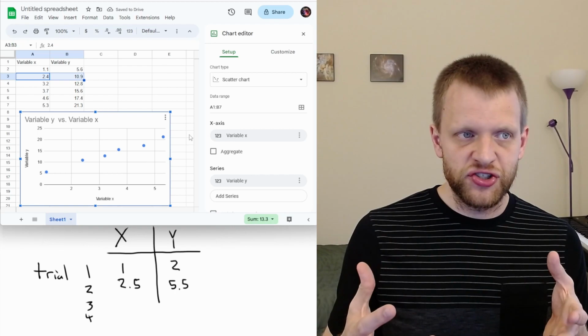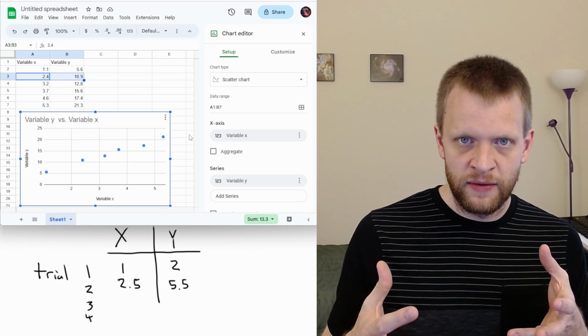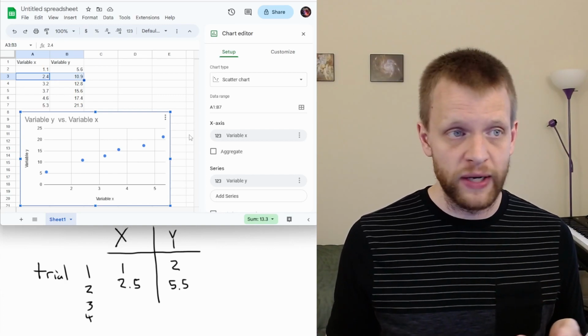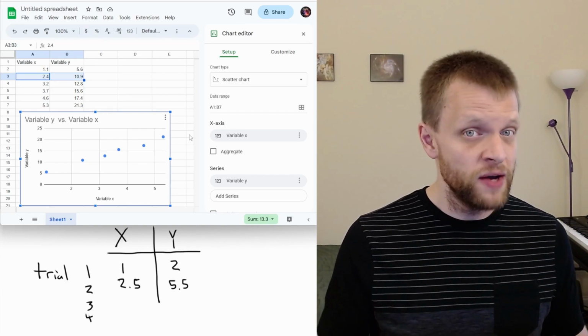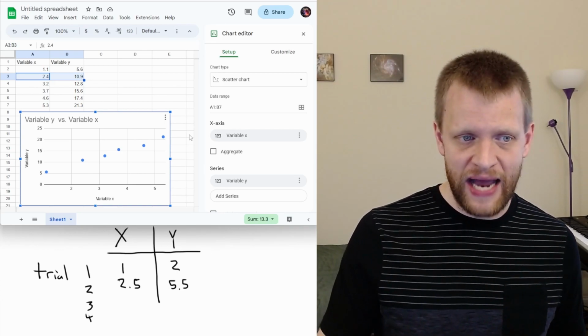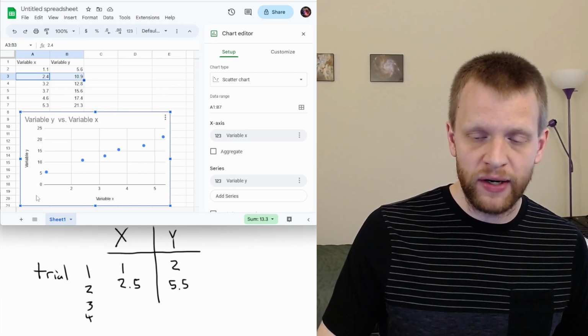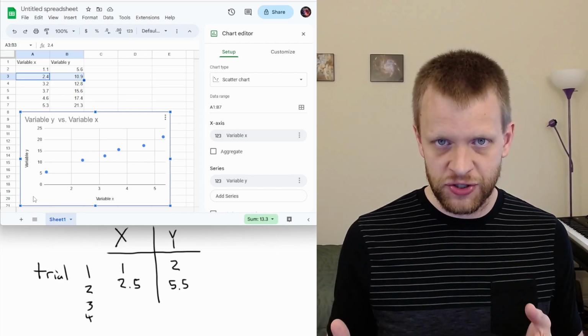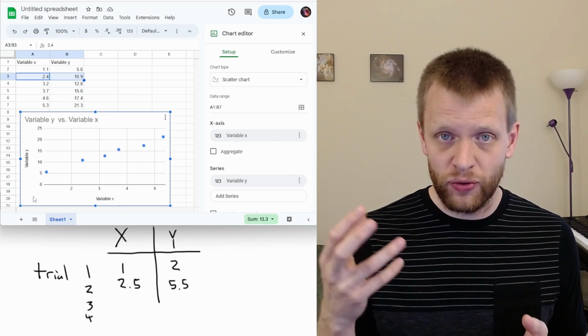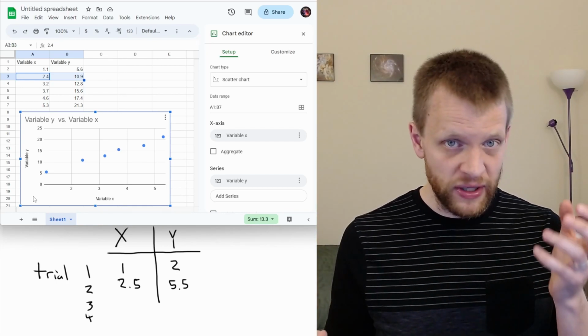So this is the start of how we can build these scatter plots using graphing programs. Again, in this case we're using Google Sheets, but there are a lot of other graphing programs that we can use. And once I have this graph, we can try to look for particular patterns in how these two variables relate to each other. How does our quantity x relate to our quantity y?